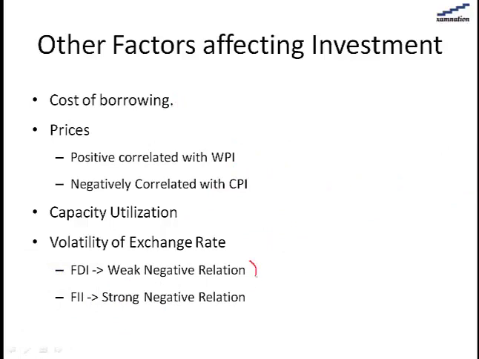But FDI has a weak negative relationship between FDI and volatility in the exchange rate. FDI also depends on a lot of other factors as well, because FDI is for the long term. For example, when Microsoft is setting up its office in India, they are not only thinking about the exchange rate, because they are here for the long term. Whereas FII, foreign institutional investment, which is mainly for the short term, will invest mainly in the share market. There is again a negative relationship, but a strong negative relationship. Okay, so the higher the volatility, the lower the investment.